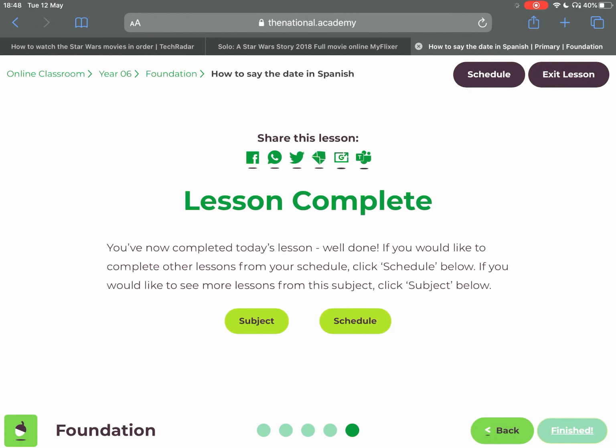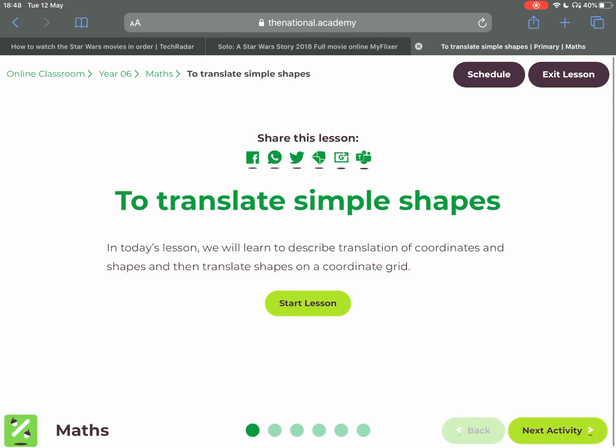After that, you would have completed your lesson, and you would go on to your maths here. You're going to translate simple shapes in this lesson. You're going to learn how to describe translation of coordinates and shapes, and then translate shapes on a coordinate grid.